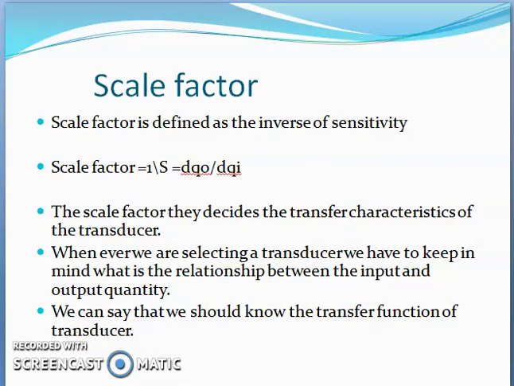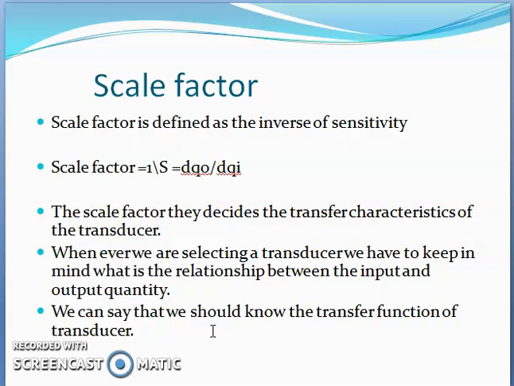And next one is scale factor. The scale factor is defined as the inverse of sensitivity, that is 1 by S, that is equal to dQi by dQ0. The scale factor decides the transfer characteristics of transducer. Whenever we are selecting a transducer, we have to keep in mind what is the relationship between input and output quantity. These functions, transfer function, sensitivity, scale factor, they decide the transfer characteristics of transducer.